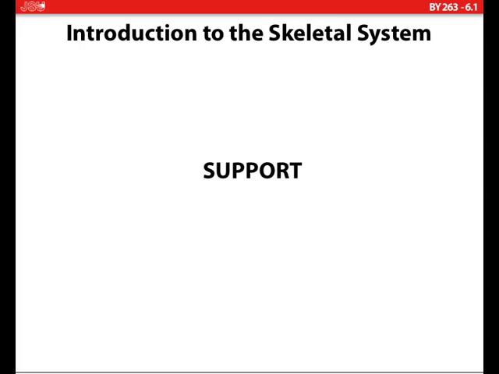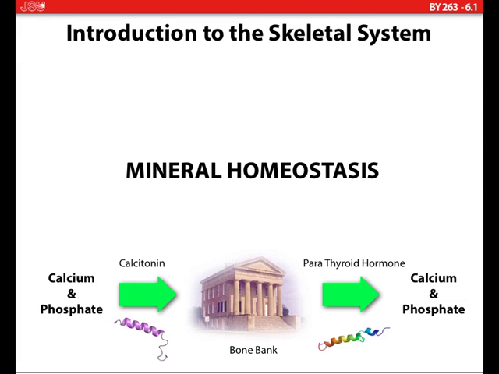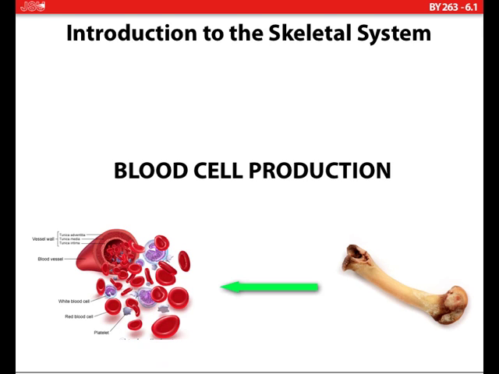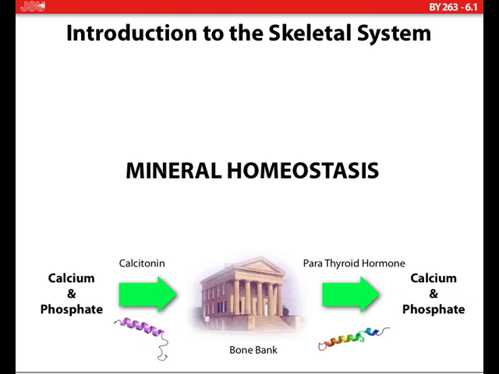You should know this and this and this. That's pretty standard. Know the hormones here. Calcitonin adds calcium and phosphate. Parathyroid pulls it out. Know the hormones there and know which does which.